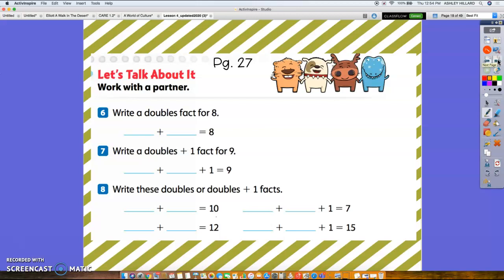Right, so now we're writing doubles facts. So on page 27 in your shiny book, I want you to do numbers 6, 7, and 8. As you work, click pause. Whenever you're finished filling in the blanks, click unpause so you can check your work.